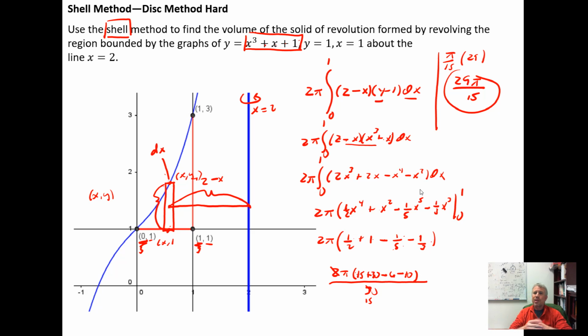So anything can happen. The key is, if you need to find the volume of revolution and you're not told which method to use, you're really trying to think about which of the methods is going to be preferable.